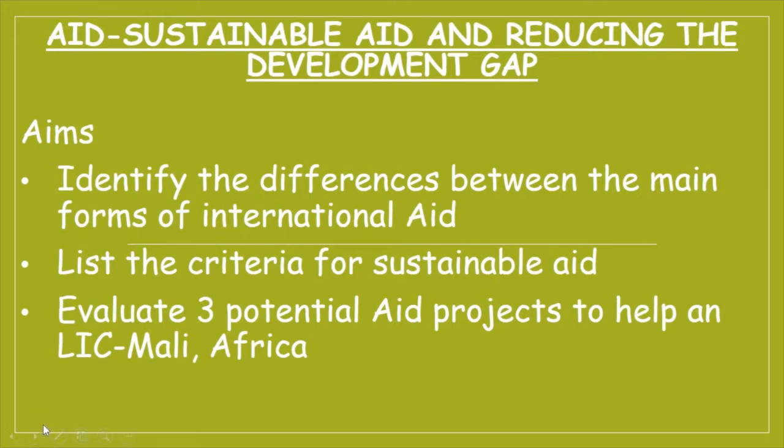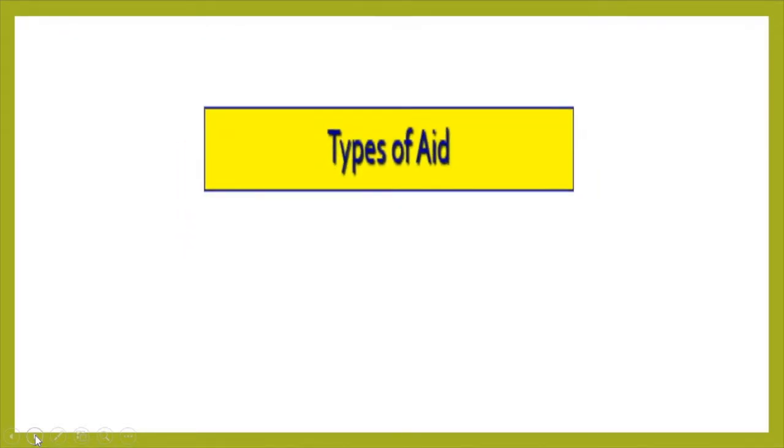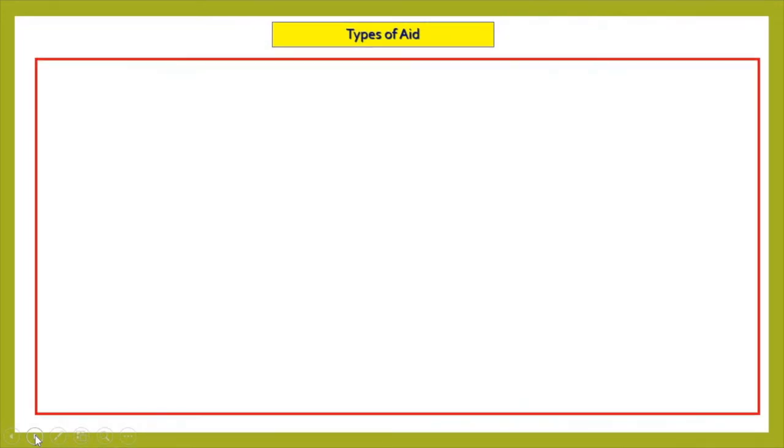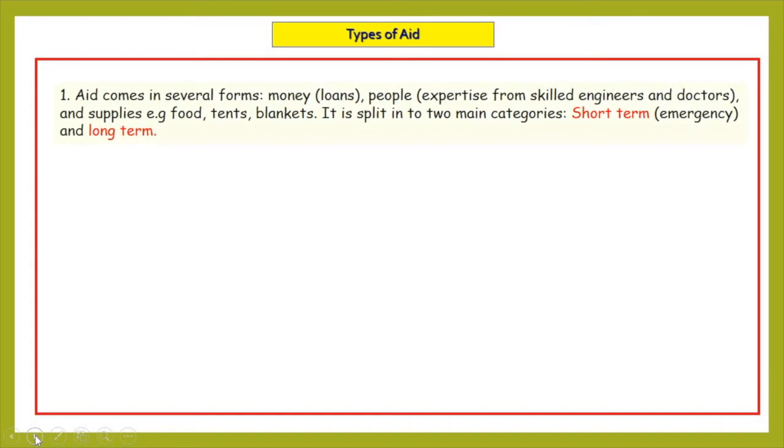Okay, so first of all, what do we mean by aid? There are different types of aid. It falls into 2 main overarching categories, short-term and long-term. Now short-term aid, also known as emergency aid, is in the event of an emergency. There's been a tsunami, there's been an earthquake, there's been a major flood, and it's designed to help people in the short term, just for a few days or a few weeks.